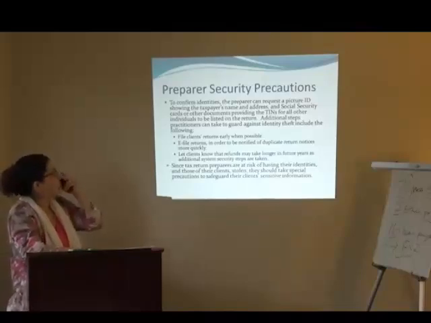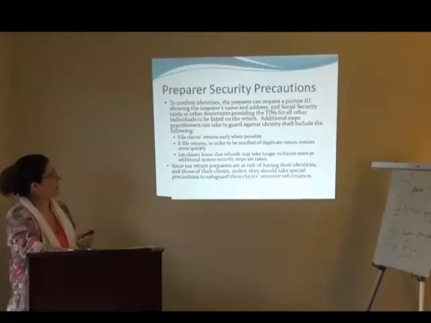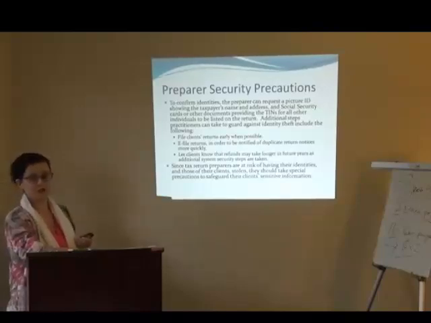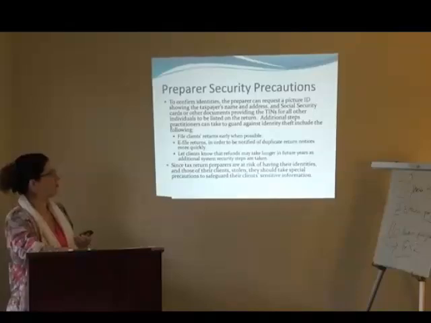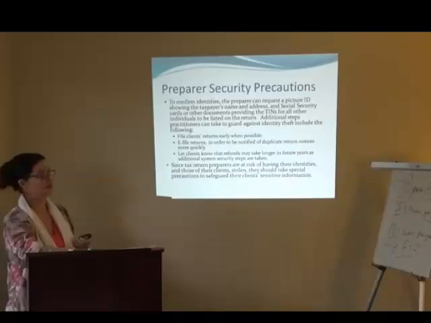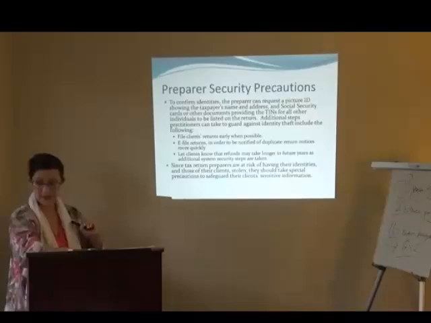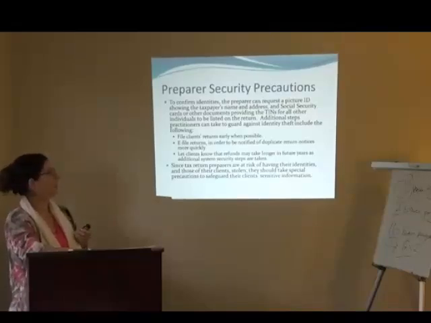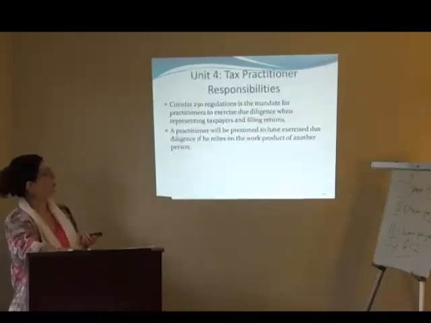Unbelievable. To confirm identities, the preparer can request a picture ID. You can request a picture ID, and the IRS actually does want you to do that. Additional steps: you got to file a client's returns as early as possible. You got to e-file returns so that you get duplicate return notices as quickly as possible. And you also have to let taxpayers know that their refunds might take longer if there's fraud. Since tax return preparers are also at risk of having their identity stolen, they should take special precautions to safeguard their clients' sensitive information. And before we go in, we're going to break now.